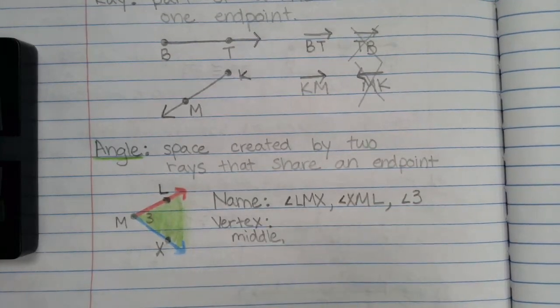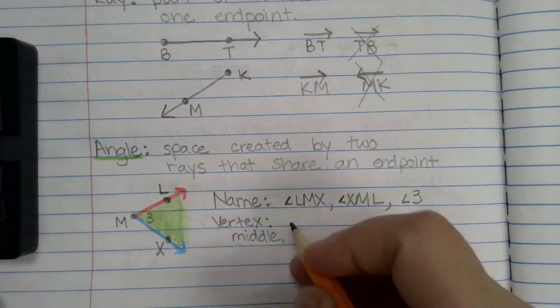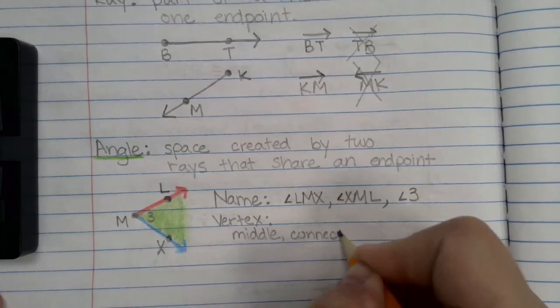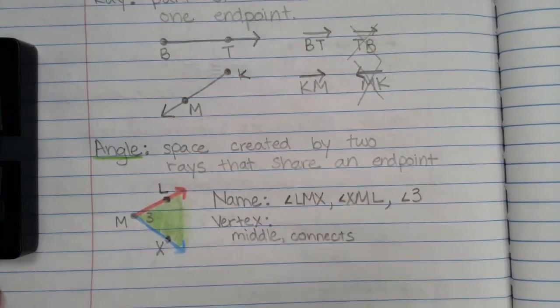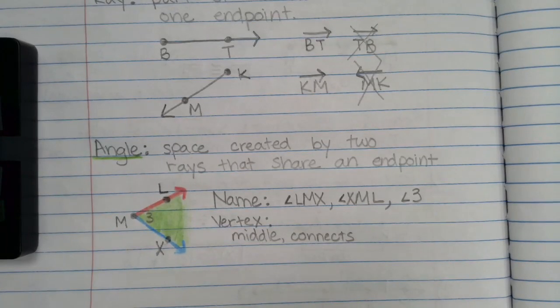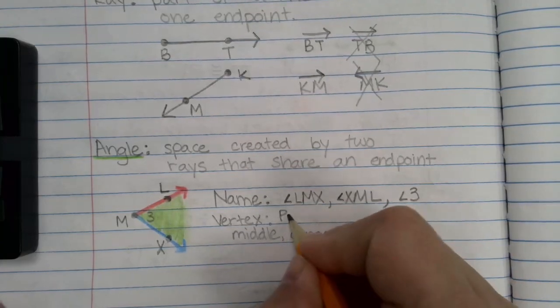Or you can think of it as where that angle connects or comes together. And it's one point. So our vertex here is what point? M, good.